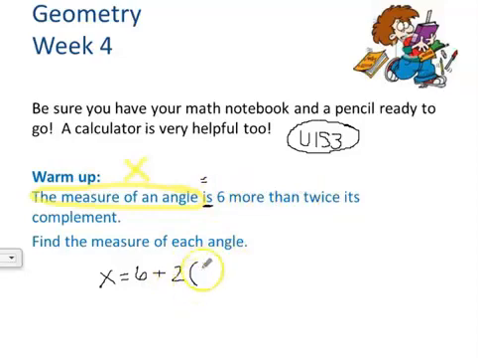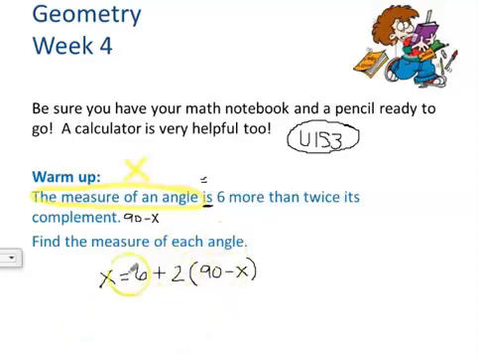Twice its complement. So remember, a complement is when 2 angles add up to 90 degrees. So to find the complement, we would take 90 and subtract it from our angle measurement. So that is the equation that we're going to use to solve for x.